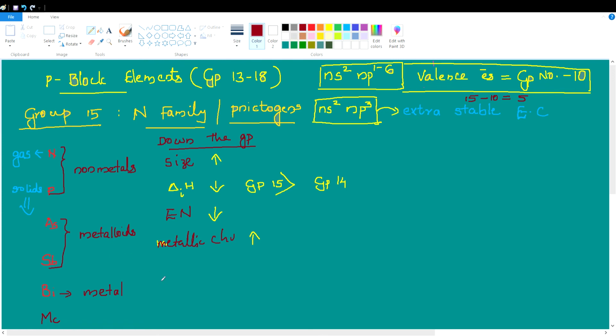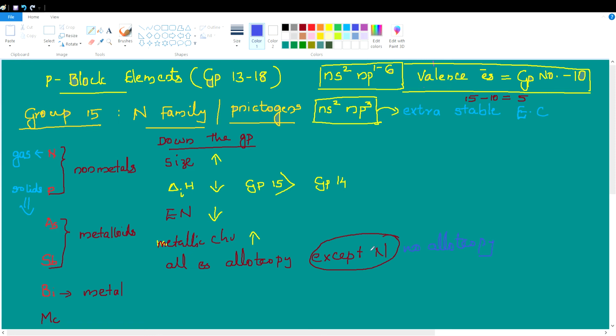All the elements of group 15 show allotropy except nitrogen. Note that in group 15, the element which does not show allotropy is nitrogen. Nitrogen does not show allotropy. All the other elements from phosphorus onwards show allotropy.